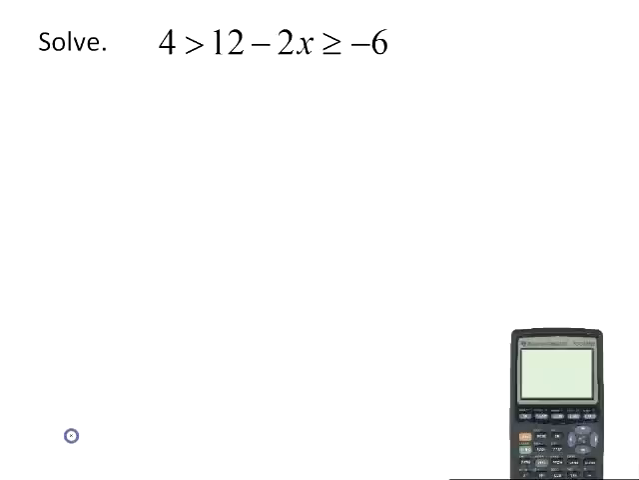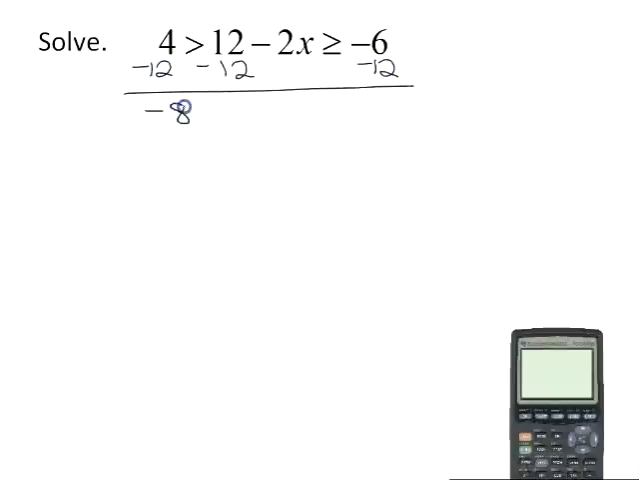Now this is a compound inequality because there's 3 parts to it. So when I'm solving these, I solve it by getting the x by itself in the middle. So that means I want to undo this 12 here. You want to get the x by itself in this middle portion. So I'm going to subtract 12 from both sides. Oops, all 3 sides.